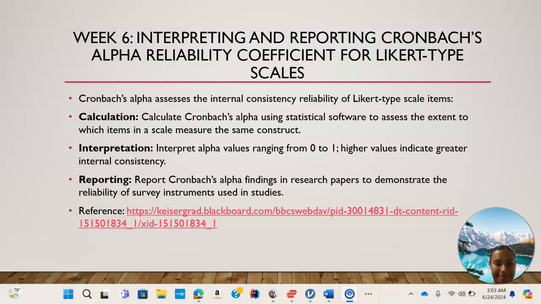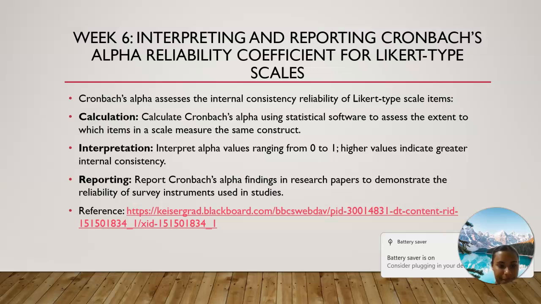The values usually range from 0 to 1. Higher values indicate greater internal consistency. And reporting Cronbach's alpha findings in research papers is necessary to demonstrate the reliability of survey instruments used in studies. I will need more help with Cronbach's alpha, but I think that it is a great scale.